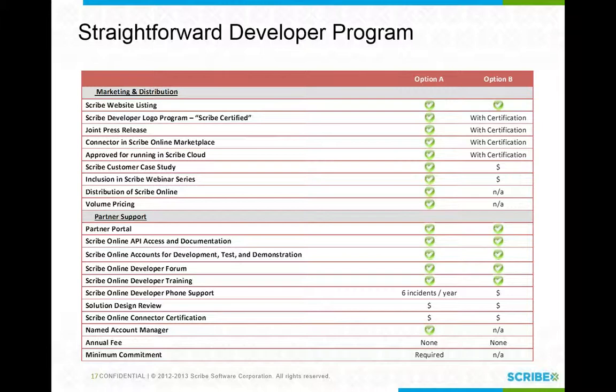It's pretty straightforward. We have 2 go-to-market options. Option B, I'll cover real quick. Option B is for those that want to co-sell. That is, an ISV will build their connector, maybe their solutions, but when they have a customer, they will refer the customer to us, and we will license them the usage of Scribe Online to support that solution.